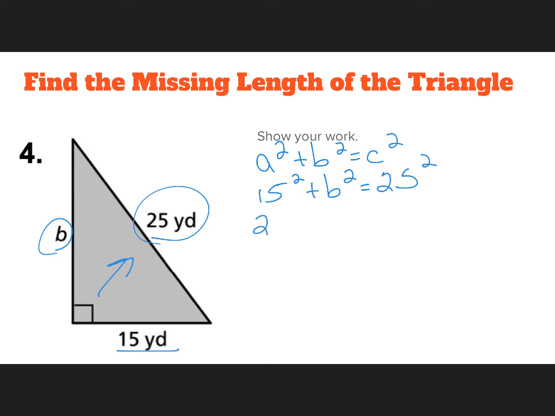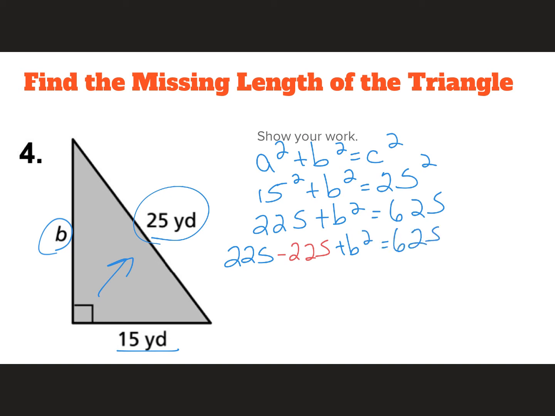So I have 225 plus B squared equals 625. Going to subtract what is over here. So I have 225 minus 225 plus B squared equals 625 minus 225. So when I combine my like terms, I get B squared equals 400. When I take the square root of both sides, I get B equals 20.